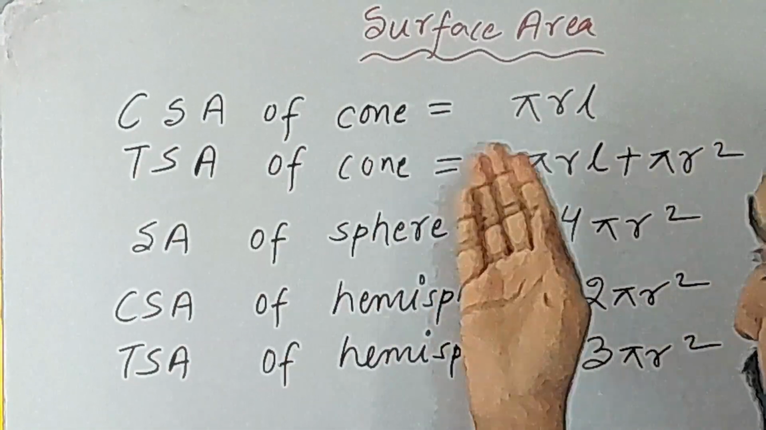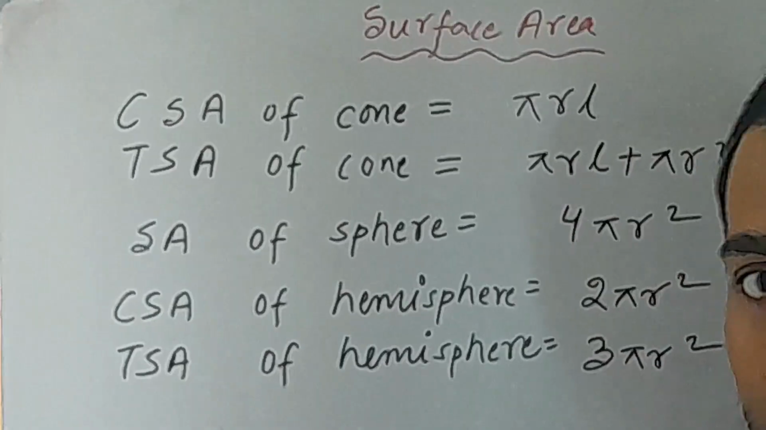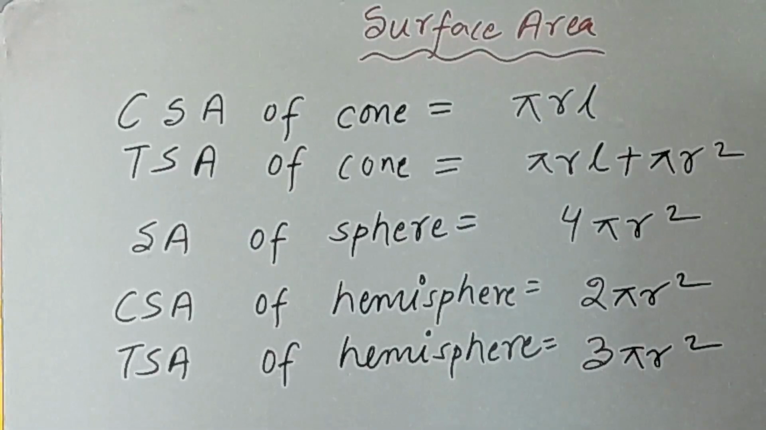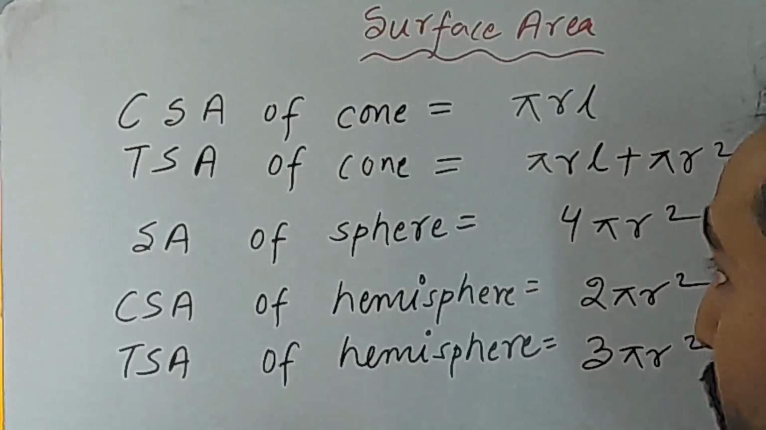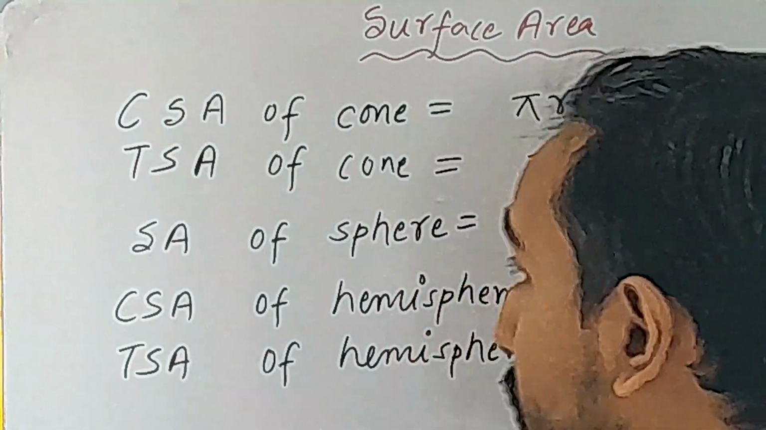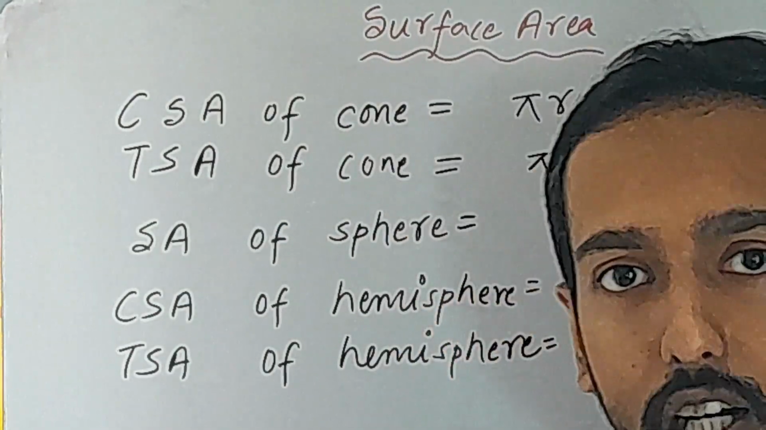So you see that the first line has written curved surface area of cone. The curved surface area of cone is given by pi RL, where R is the radius of the base of the cone and L is the slant height of the cone. We will see how to find out the slant height of the cone with the help of the radius and the height of the cone.